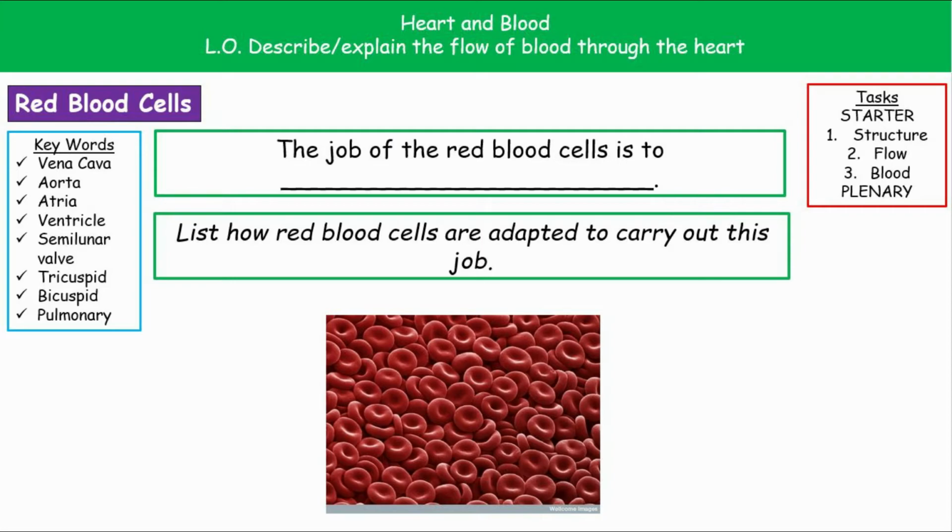What I'd like you to do then is finish off the sentence there: the job of the red blood cells is to, and then list how red blood cells are adapted to carry out this job. So think about how they're specialised to carry out the job that they're designed to do. So I'm going to give you about a minute and a half to get that done.